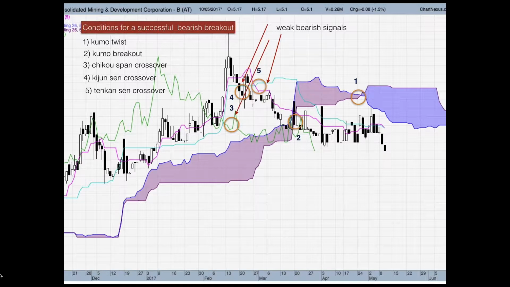It happened above the Kumo. Thus, the downward action was not that strong. Currently, it's still moving sideways. It did not result in a strong bearish action, but it is still on a downtrend.